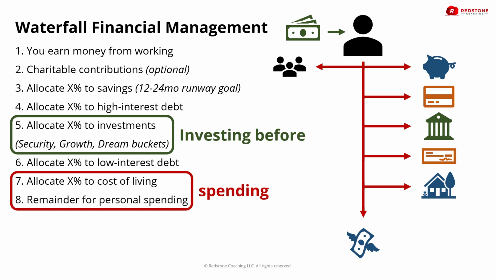So the recommendation here is, one, if you're going to set money aside for charitable contributions, do that at the top. Then you're going to have X percent to savings. The next level of the waterfall is X percent to high interest debt like credit cards. Then the next part of the waterfall is X percent set aside for investments, and that's for your security bucket, growth bucket, and dream bucket. So you're investing before you're spending. And then the sixth level of the waterfall is allocating money to low interest debt. This could be student loans, car loans, a mortgage, etc.